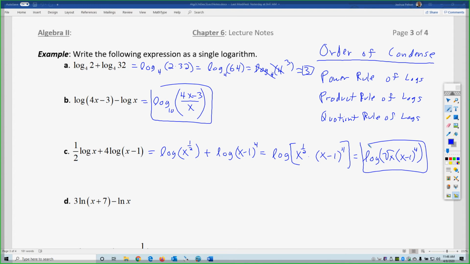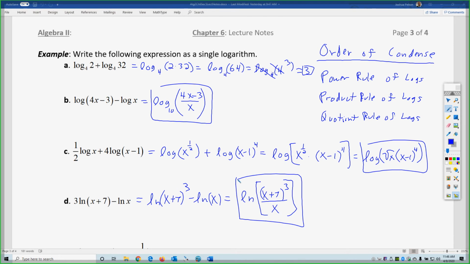All right, next one has a couple different rules. So we have a power rule first. So there's the natural log of x plus 7 to the third. Then we can do the quotient rule and get the natural log of x plus 7 to the third all over x for our final answer.